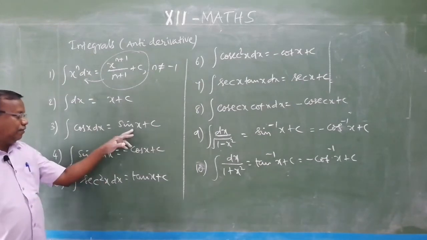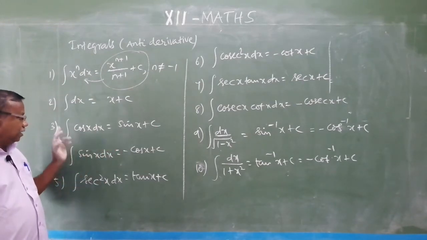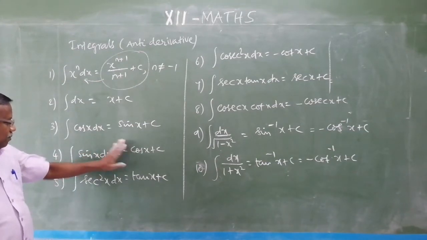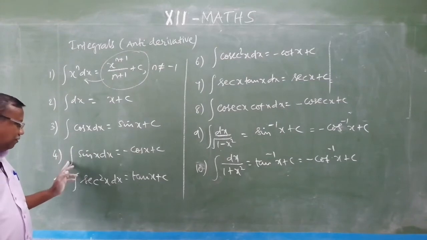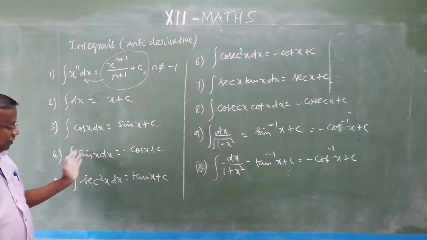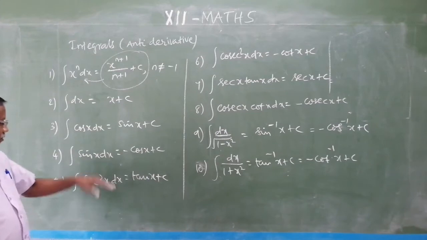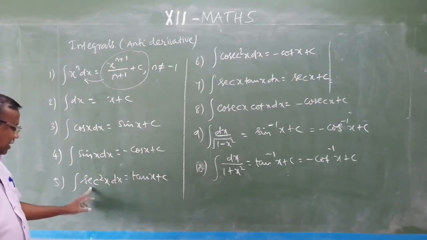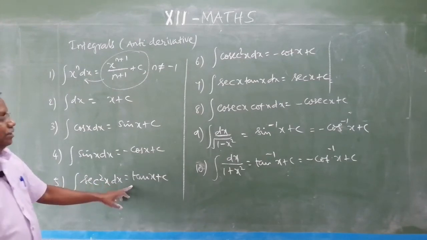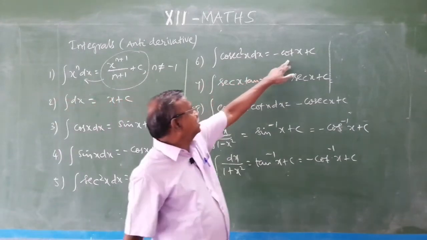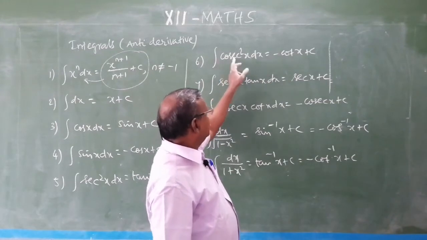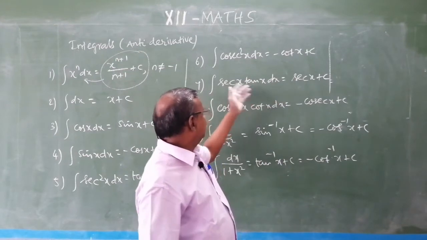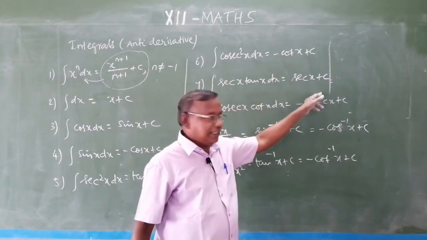The derivative of sin x equals cos x, so the integral of cos x equals sin x plus c. The derivative of cos x equals minus sin x, so the integral of sin x equals minus cos x. We change the sign from left to right. We differentiate tan x and get secant square, so the integral of secant square becomes tan x. Likewise, cot x gives minus cosecant square x, or the integral of cosecant square x is minus cot x. Differentiating secant x, we get secant x tan x, so integrating secant x tan x, we get secant x.